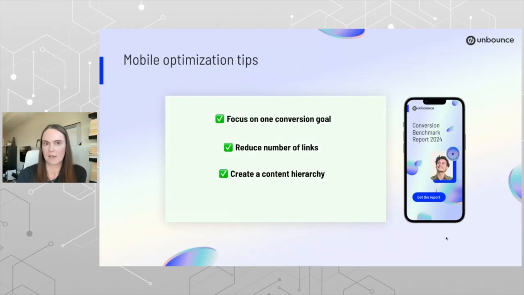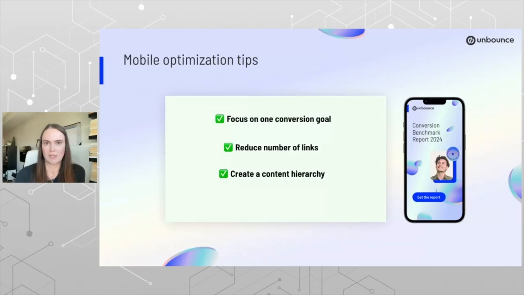The third tip we have is creating a content hierarchy. So this is all about prioritizing what information you want in key areas of your page. So places like above the fold. And you want to reduce distractions that are going to be a lot more prominent on a smaller screen on a mobile device. So when you're looking at these critical areas of your page, we suggest only including elements that are really supporting or reinforcing your conversion goal.